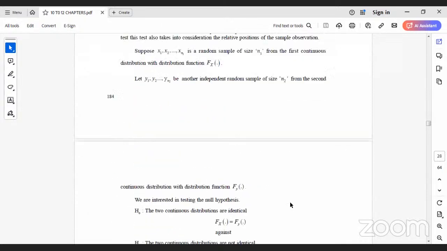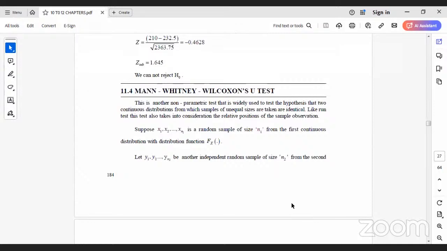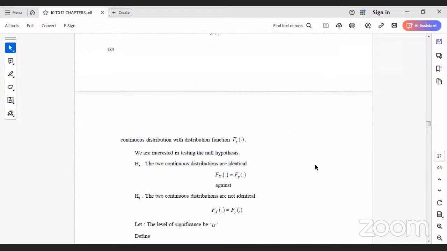The Mann-Whitney Wilcoxon test. This is another non-parametric test, widely used to test whether two continuous distributions, from which samples of unequal sizes are taken, are identical. Like the run test, it considers the relative positions of the sample observations. Suppose x1, x2, ..., xn1 is a random sample of size n1 from the first continuous distribution with distribution function f of x, and y1, y2, ..., yn2 is another independent random sample of size n2 from the second continuous distribution with distribution function f of y.